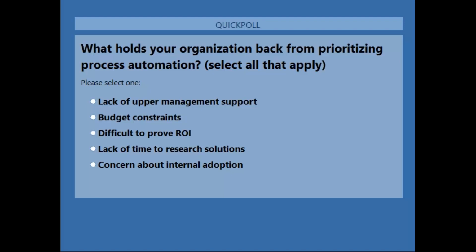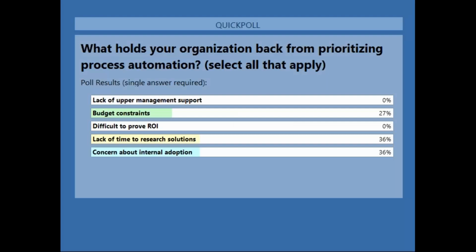Is it lack of upper management support? Is it budget constraints? Is it difficult to prove the ROI in your organization? Is it the lack of time to research solutions? Or is it concern about internal adoption? If you could just check those, we'll give you a couple more seconds to click the boxes. Brad, let's take a look at the results here. You can close the poll. Drum roll, please. All right.